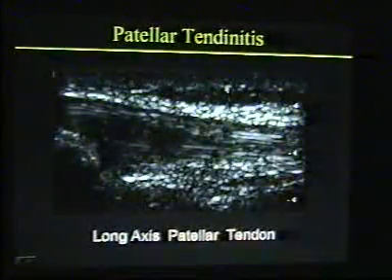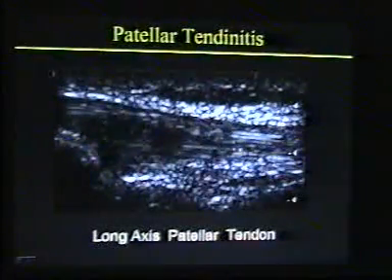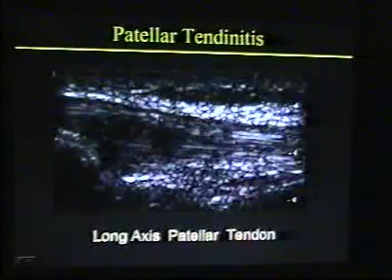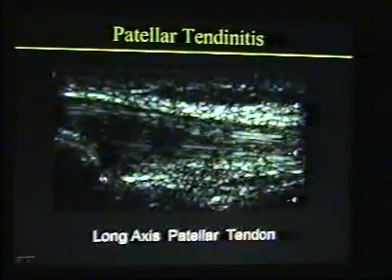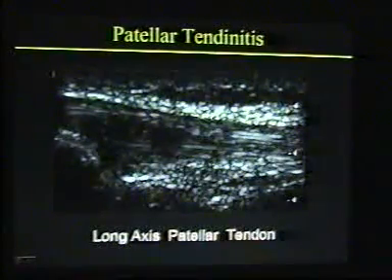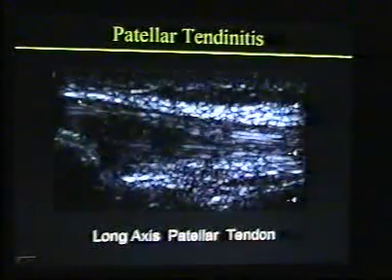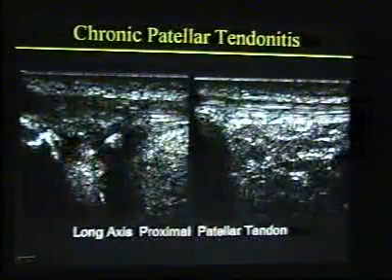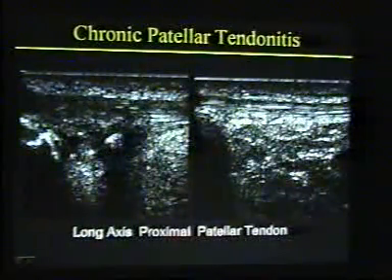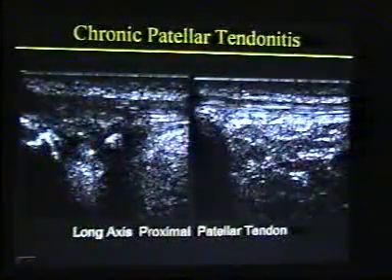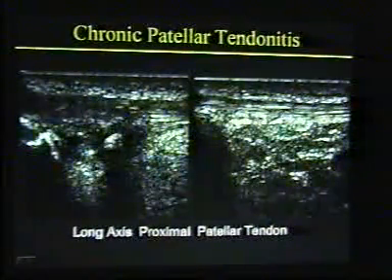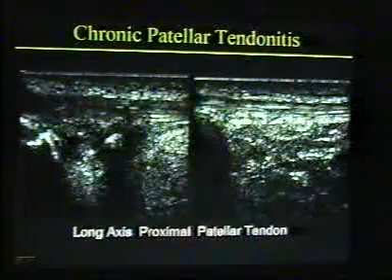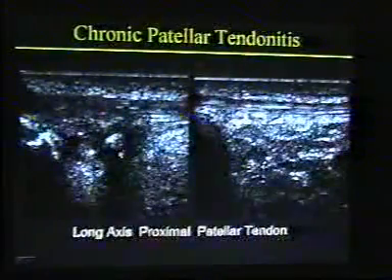Then coming to patellar tendon, long axis of the patellar tendon, and this is inflamed area indicating tendinitis near to the insertion in the proximal part of the patellar tendon. And chronic patellar tendinitis, this is proximal part of the patella and the distal part of patella. You can see that there are hyperechoic areas indicating chronic patellar tendinitis with calcified areas.